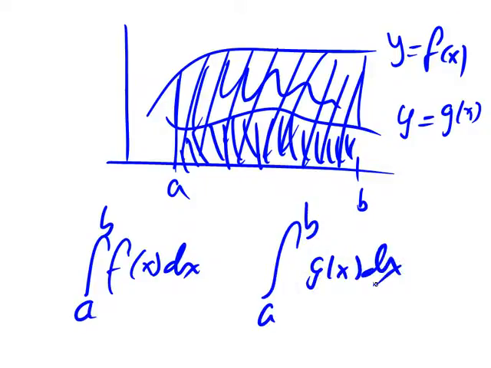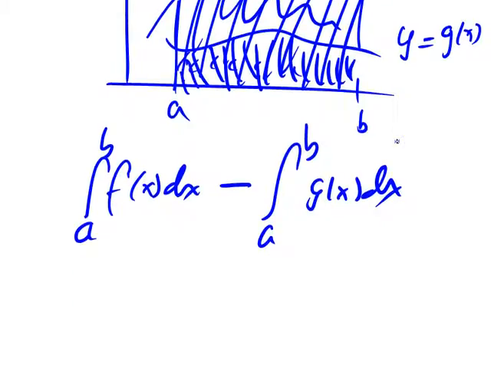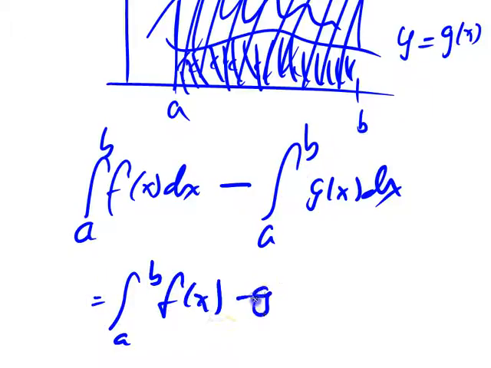And if I just subtracted the area underneath this bottom one from the area underneath the top one, then that should end up being the area in between. And it is. The thing is, we could write this as a single integral because the interval is the same. We could just write this as the integral from a to b of f of x minus g of x dx.